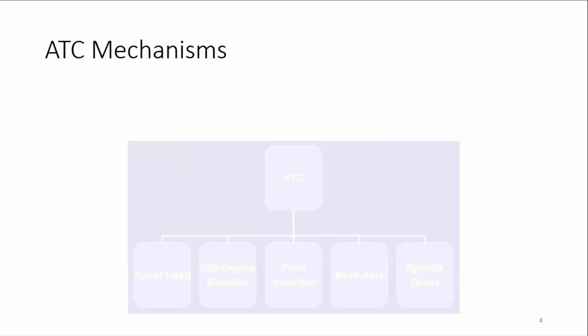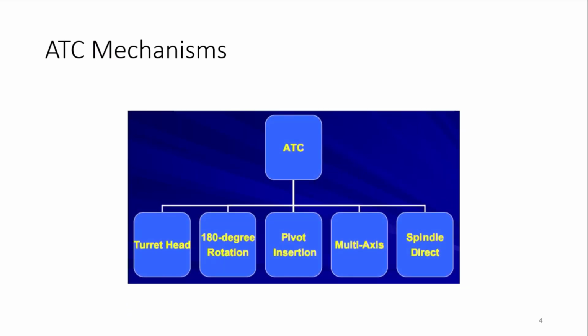So there are 5 types of ATC mechanisms. You can read their names also. There's the turret head type, 180-degree rotation, pivot insertion, multi-axis and spindle direct. The turret head and 180-degree rotation are widely used in the industries because their process and mechanism are very simple, and you can change and maintain them. There are very few mechanical linkages, but in all the other types of ATCs, like pivot insertion, multi-axis and spindle direct, a lot of mechanical elements are involved. That's why the first two types of mechanisms are widely used in the industry.